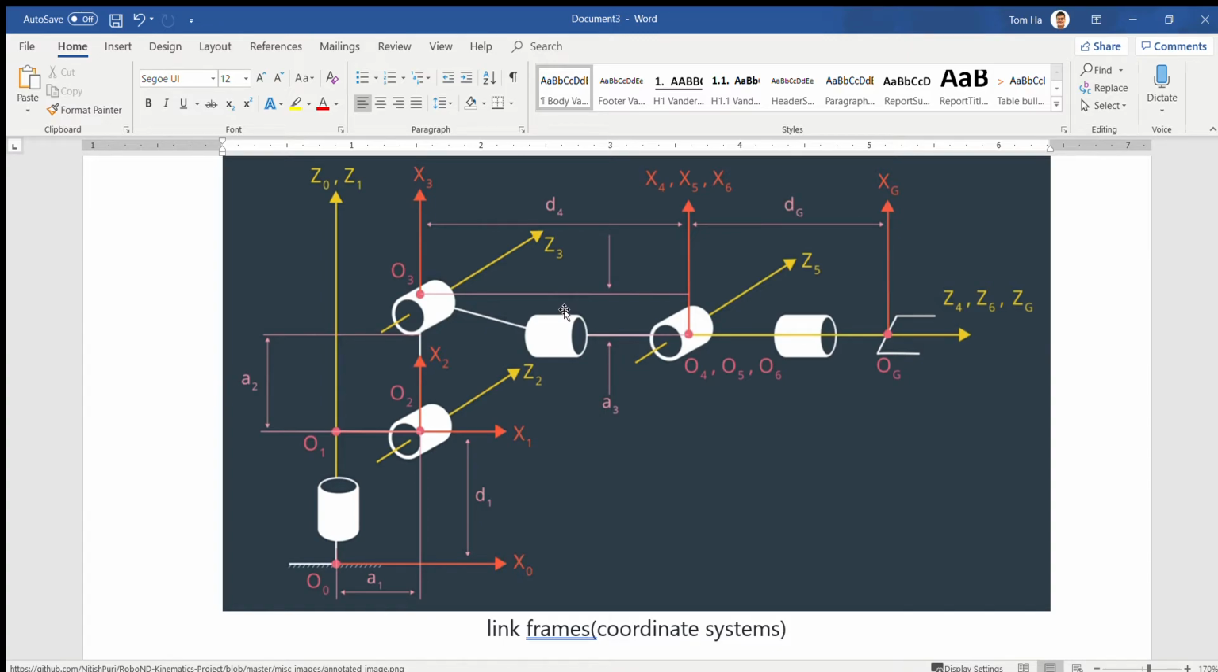It's minus power 2. Similarly from Z4 to Z5, you have to rotate Z4 to Z5, which means power 2, but counterclockwise. How about Z5 to Z6? It means rotation Z5 to Z6, power 2 clockwise.